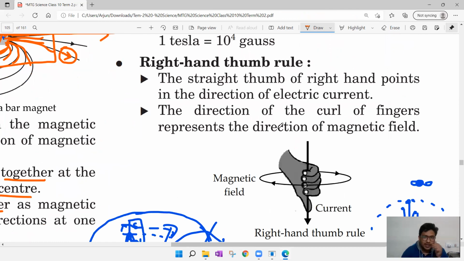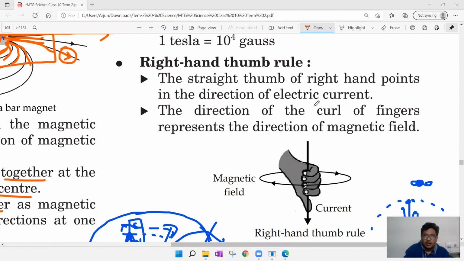Moving to the next concept, that is the right hand thumb rule, which represents the direction of current and the direction of magnetic field. What is that right hand thumb rule? The straight thumb of the right hand: you have to take your right hand and close all your fingers except this thumb. Except this thumb, all fingers must be closed. By closing this, it gives some information about the relationship between current and magnetic field.